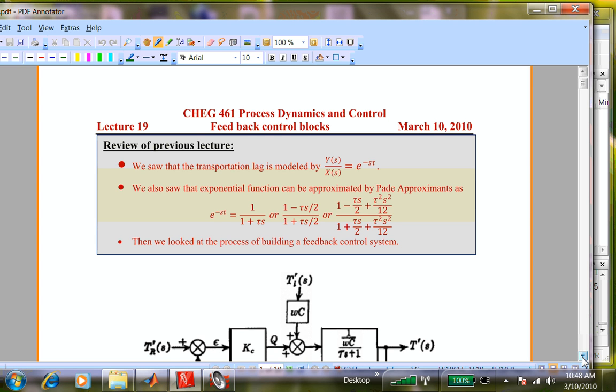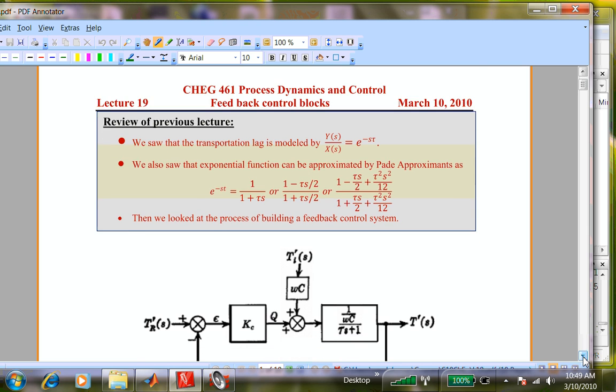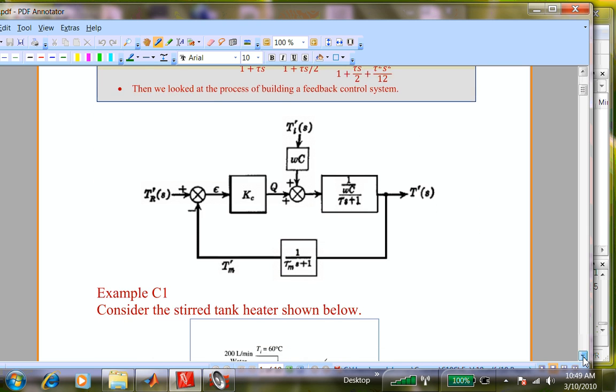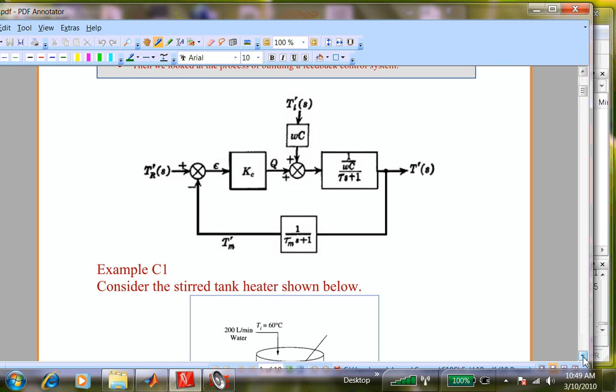So I'm going to do 4 examples today, building on the problem. We looked at building the block, and that's an important integrative step that we need to take. We know how to analyze the dynamics and how to do it in the Laplace domain in terms of transfer functions, but also putting the whole system together as a feedback system. This is the feedback loop that we constructed for controlling the outlet temperature T prime, the deviation variable of the tank.